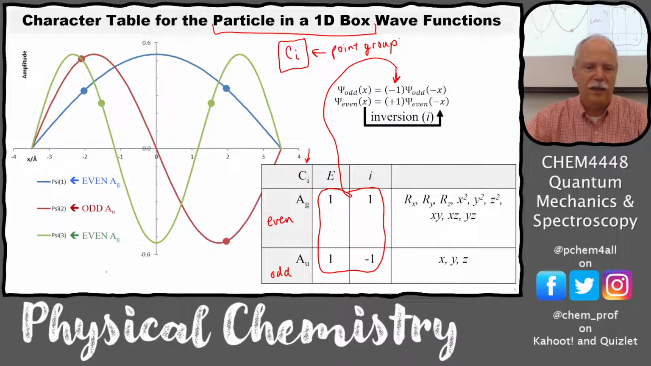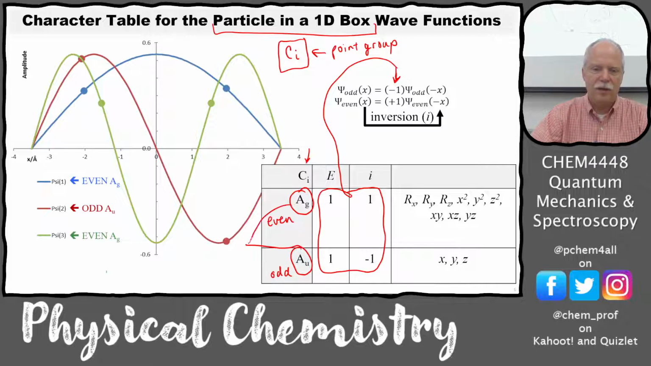And so we can now, instead of just labeling our wave functions even and odd, we can use these Ag, Au labels. And so these labels right here are called Mulliken notations.